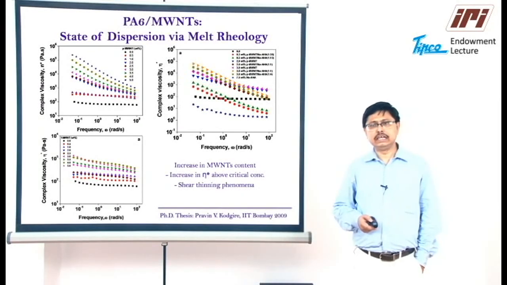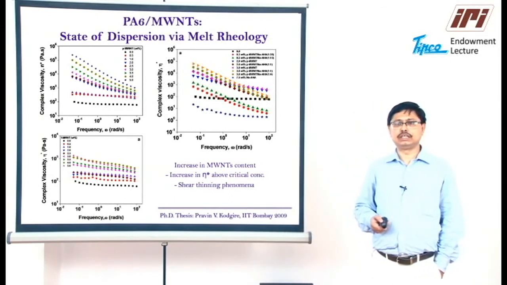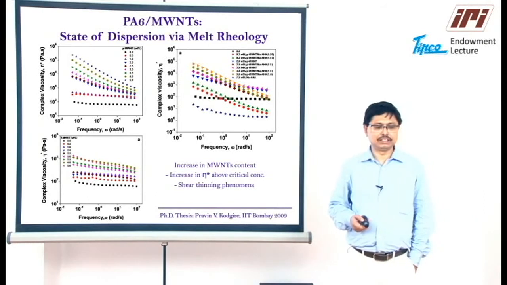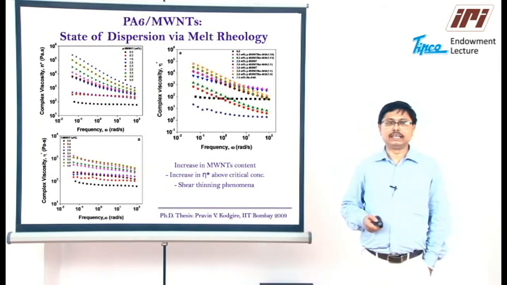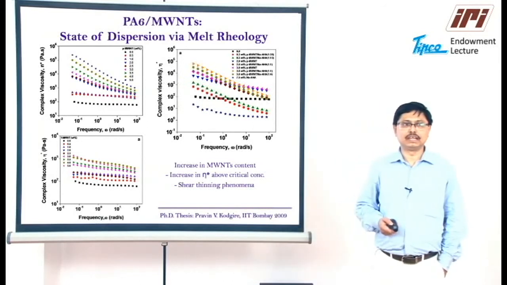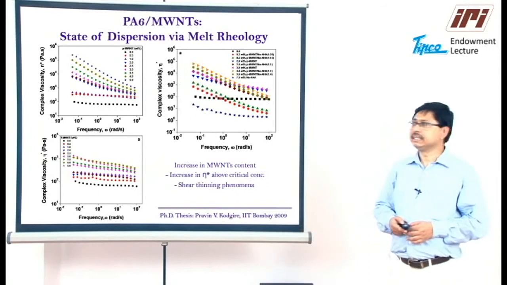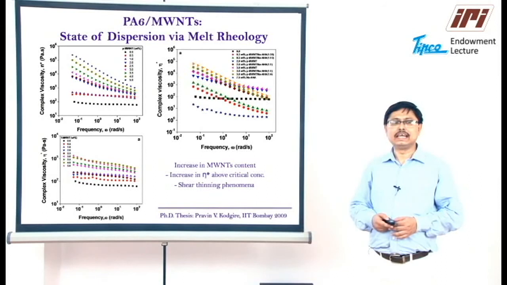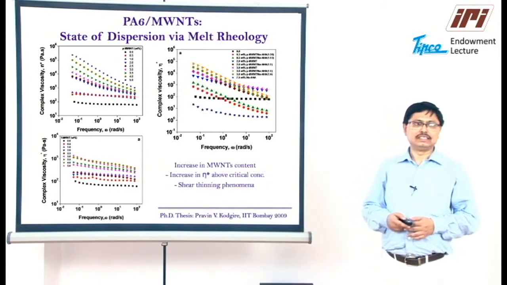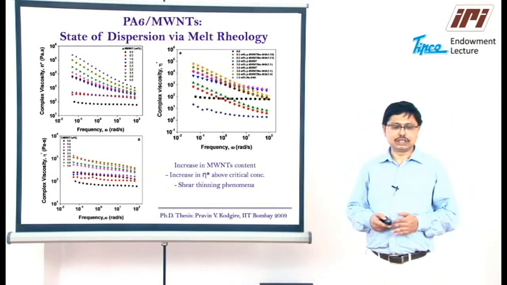One can still characterize rheologically the state of dispersion and the rheological percolation threshold of these composite materials, in the case of polyamide 6 multi-wall carbon nanotube composites, with purified multi-wall nanotubes, with functionalized multi-wall carbon nanotubes, and also with NaHA modified multi-wall carbon nanotubes. The signature we always observe is the same. That means the terminal behavior.